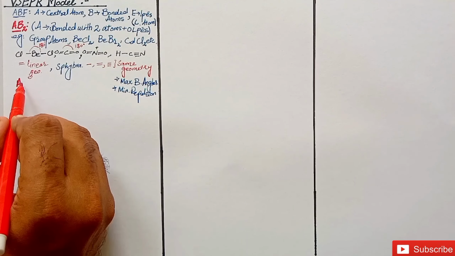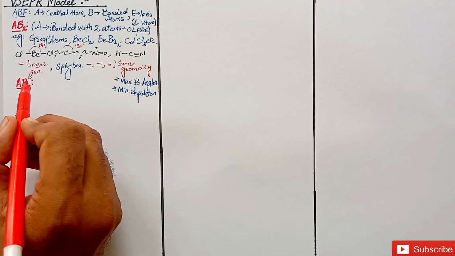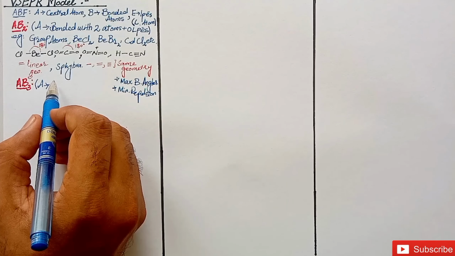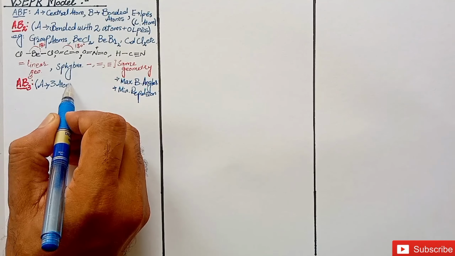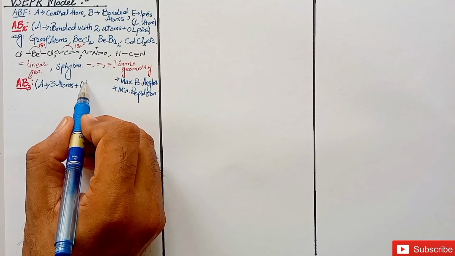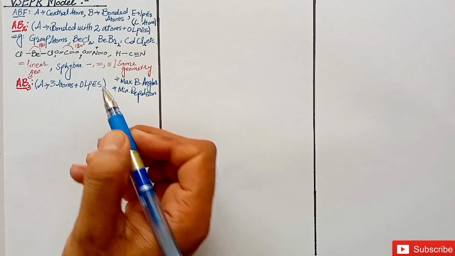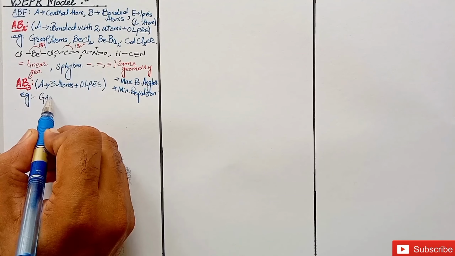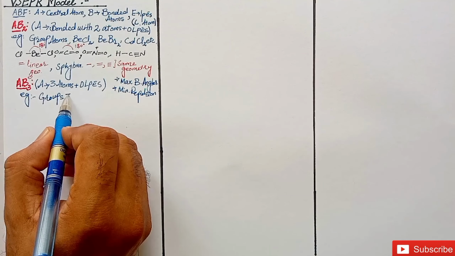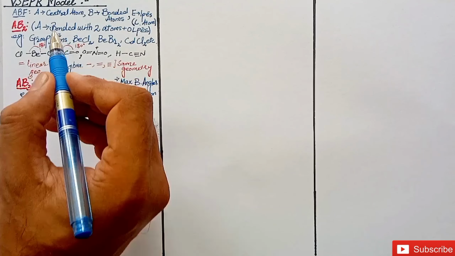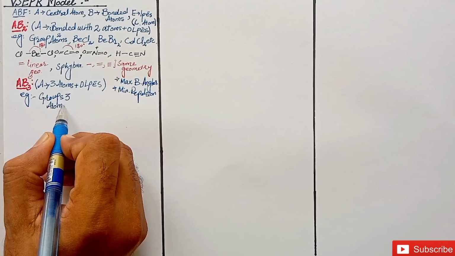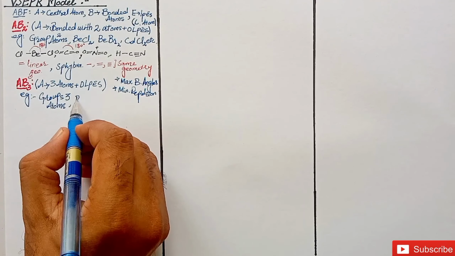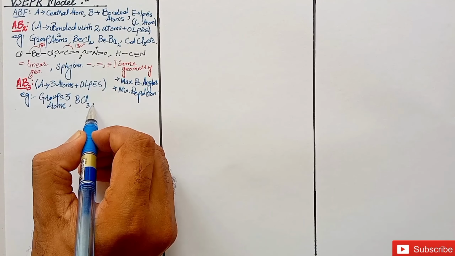AB3 system. Here A is the central atom which is bonded with 3 other atoms and has 0 lone pair electrons. For example, compounds of the group 3 elements like boron trichloride, boron trifluoride, aluminum trichloride, etc. belong to the AB3 system.